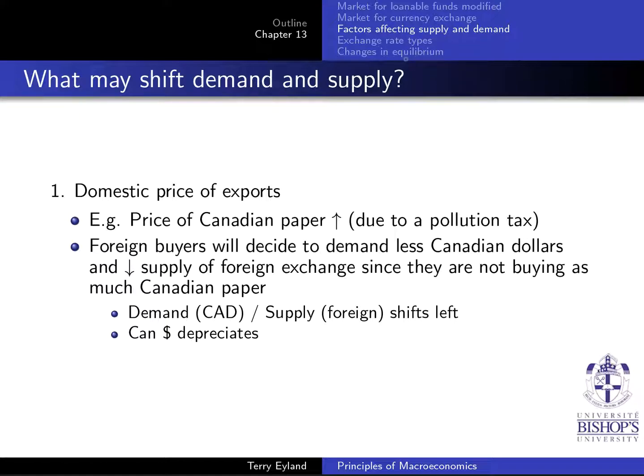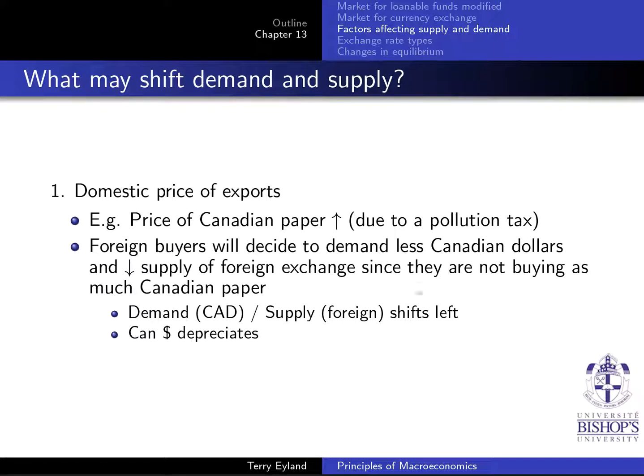The domestic price of exports goes up. So let's say that the price of Canadian paper goes up due to a pollution tax. So a carbon tax is introduced, or another form of pollution tax is introduced. And for some reason, this good, whether it's paper, steel, or something else, goes up in price. Well, all of a sudden, foreign buyers will decide to demand fewer Canadian dollars because they're going to buy less of this good. So therefore, they're going to supply less foreign exchange.